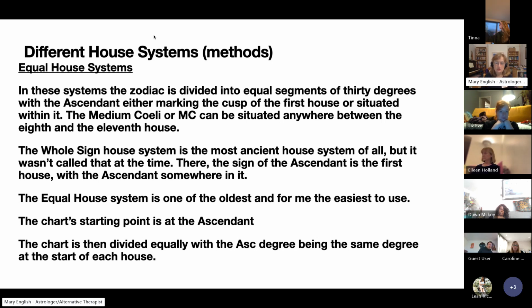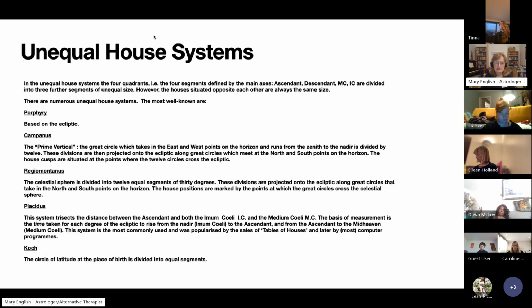Now, the equal house system, which I use, is one of the oldest, but for me, it's the easiest to use, and the chart starting point is at the ascendant. The chart is then divided equally with the ascendant degree. So if your ascendant is 15 degrees, each of your houses will start at the number 15 and be 30 degrees big at the start of each house. We'll come on to that if you don't quite understand it.